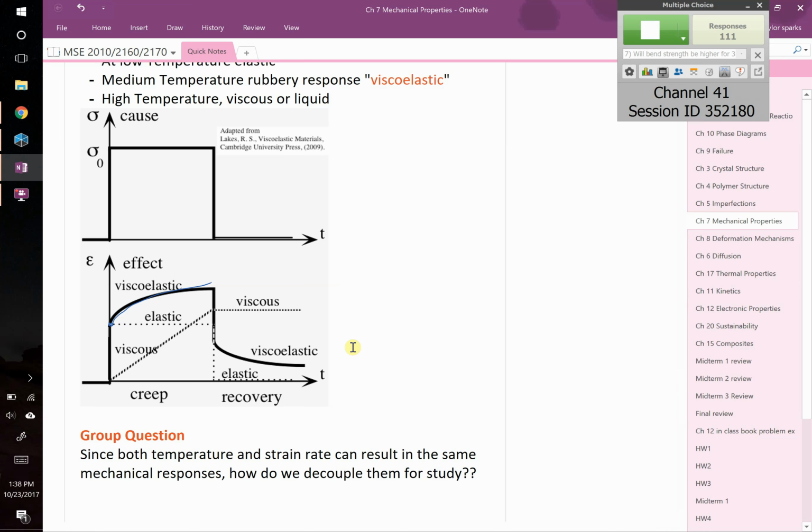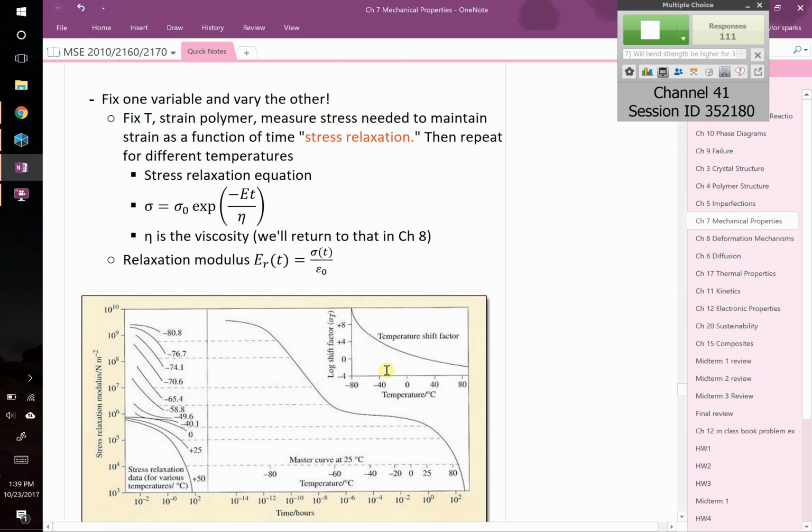Okay, what do we do? How would you go ahead and report this? Yeah, is it John? You would probably fix one variable and vary the other. Yes, as our notes have happily told us, right? Fix one variable and vary the other. That's exactly right. So when you do these, let's say pick one temperature, right? Everything is going to happen at room temperature, and you're going to try a bunch of different strain rates. Then you heat it up a little bit more, and you do a bunch of those, right?